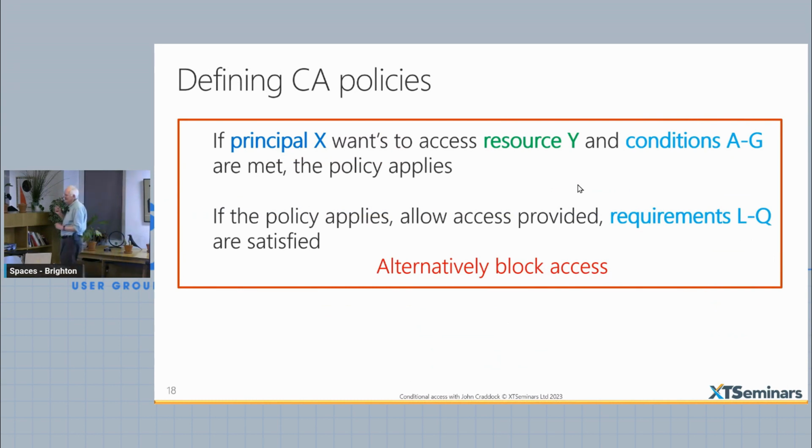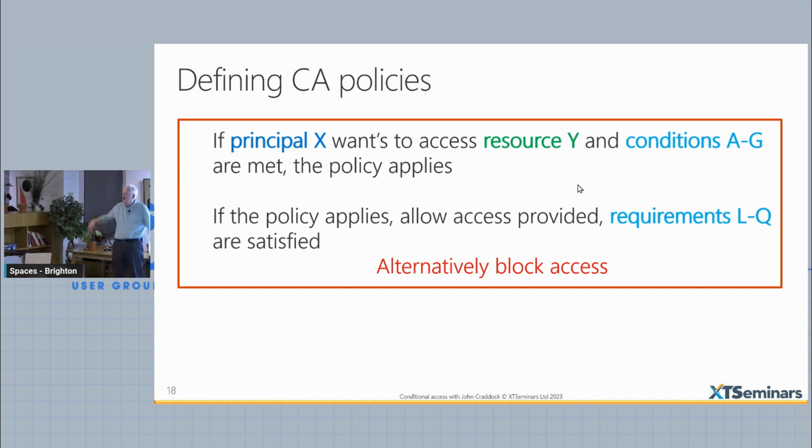Okay, so this is conditional access. If principal X, and principal X could be a user or a workload identity, wants to access resource Y, and resource Y is an application or a user workflow, such as registering your security details. We can identify that; if someone's registering their security details, we want enhancement on that. And if conditions A to G are met, the policy applies, right? We'll see what those conditions are in a minute.